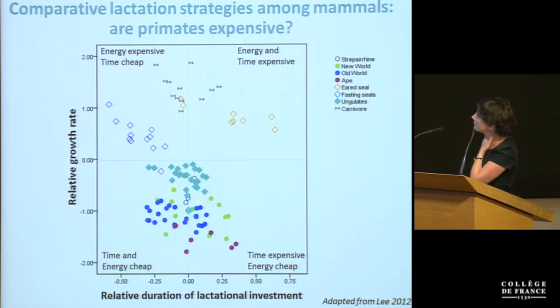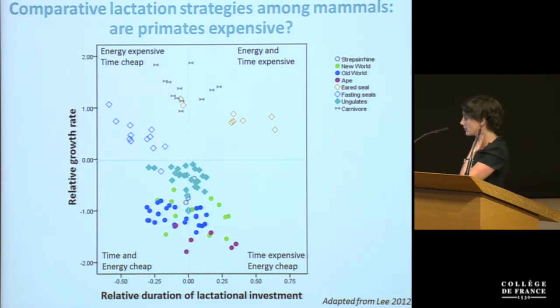Here on this figure, you have the comparative lactation strategies among mammals, and the question is, are primates expensive? So you have different mammals. On the y-axis is the growth rate to weaning for infants. This axis represents the energy cost, which means that the upper part is energy expensive and the lower part is energy cheap. On the x-axis is the relative duration of lactational investment. So it represents the time cost. On the right side, it's time expensive, and on the other side, it's time cheap. On average, you can see that all the non-human primates are on the lower part, which means that they are energy cheap. But the time costs are highly variable and depend on the species, ranging from time cheap to time expensive.